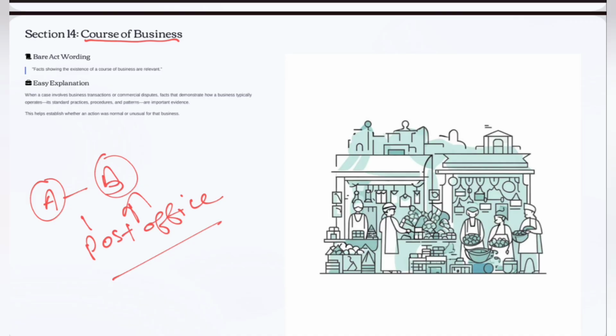So this is course of business. An easy explanation is also given here. When a case involves business transactions or commercial disputes, facts that demonstrate how a business typically operates, its standard practices, procedures, and patterns are important evidence. So evidence may be given that by posting a letter to the post office, the letter must have reached, being in the course of business.